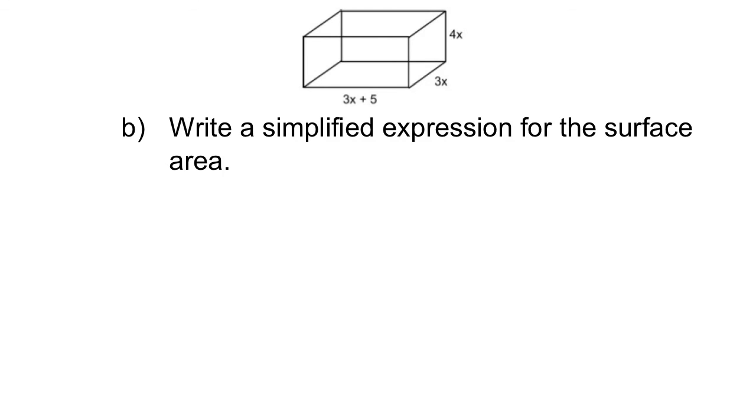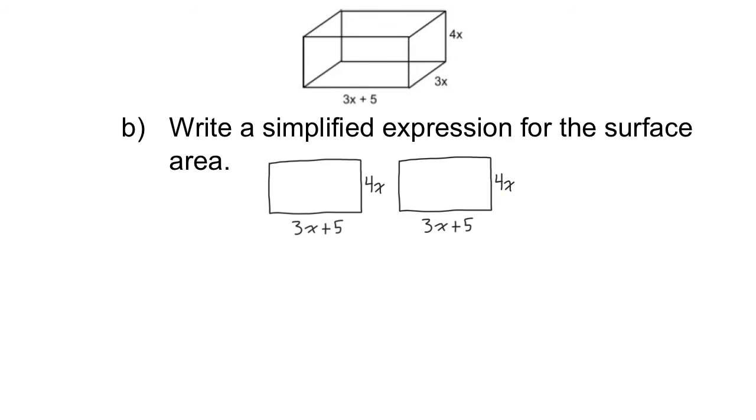So oftentimes it's helpful to draw out all of the different faces with their dimensions. At least I find that easier. So start with the front face. We have a face that is 3x plus 5 in length and 4x in height. And we have another one of those. So we have 2 of those.